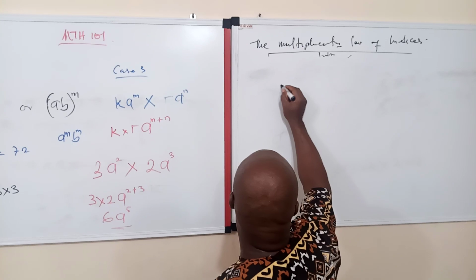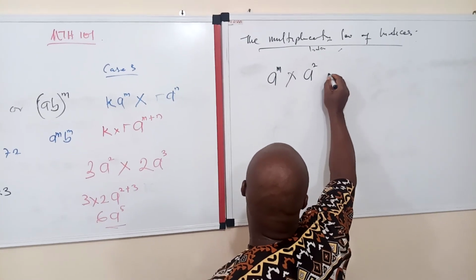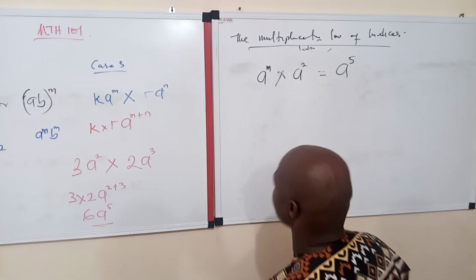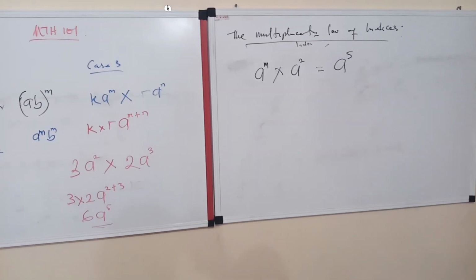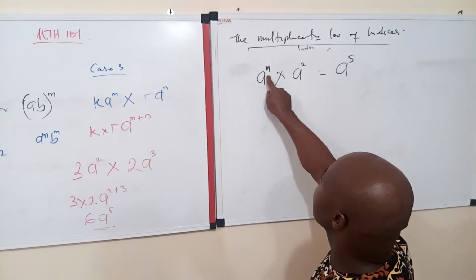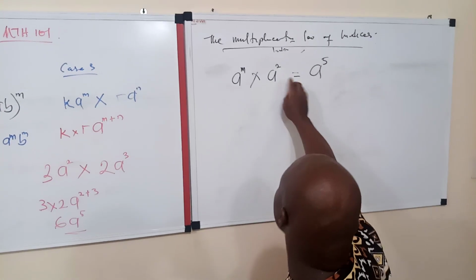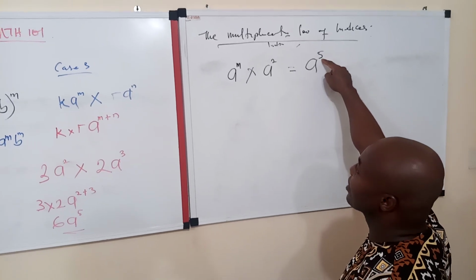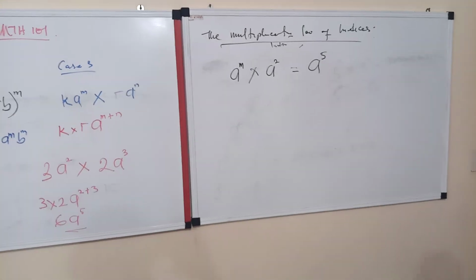Like if we have a raised to power m times a raised to power 2 equal to another expression, say, a raised to power 5. Now what do we do? If you look at them, you can see that the index here, the power here, is not known, while on the right hand side, across the equal sign, the power is known. All the bases are the same.